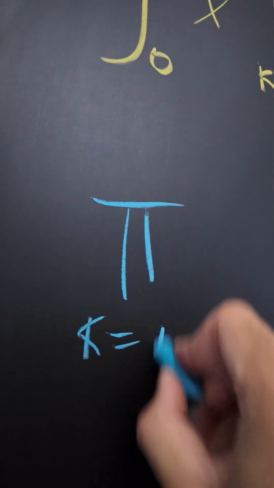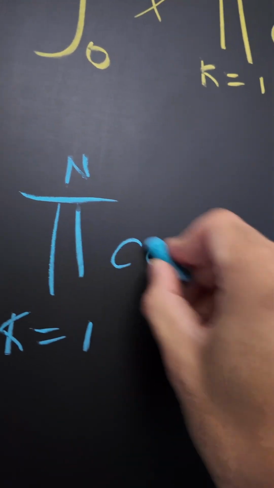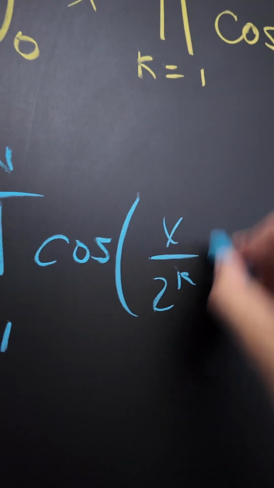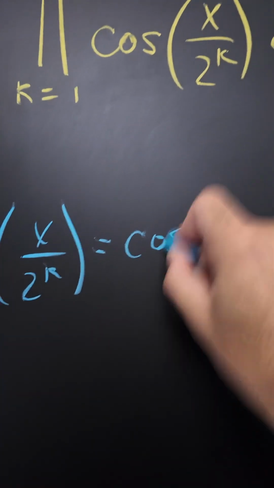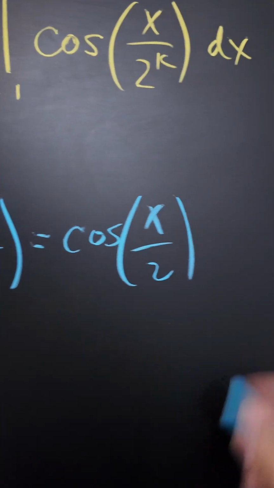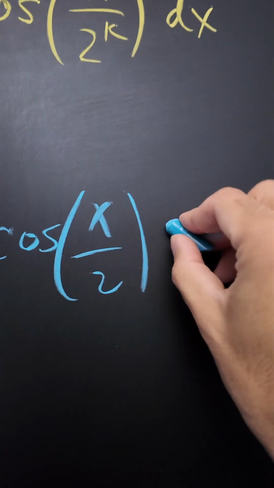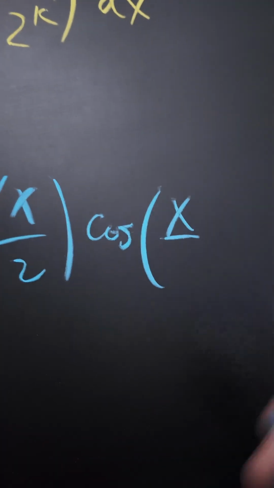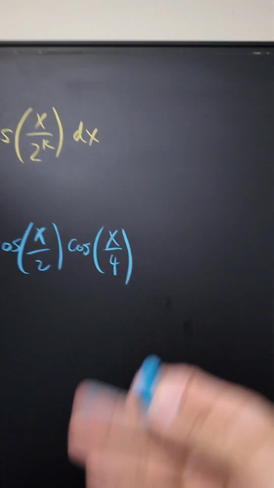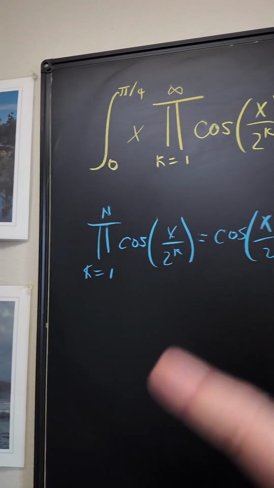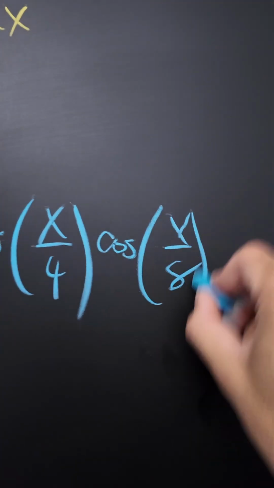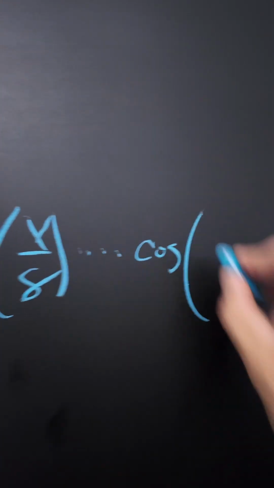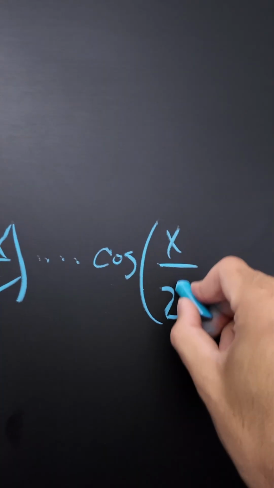So let's say, for example, I have a finite product. I'm gonna start from k is equal to 1 to some value n of cosine of x over 2 to the k. Let's go ahead and write this down. We'll start off with k is equal to 1, so we'll have cosine of x over 2, not too bad. And then k is equal to 2, so cosine of x over 2 squared, in other words 4. But instead of adding, we're multiplying. That's what the infinite product does. And if we continue that process, we're gonna have cosine of x over 8, and it's just gonna continue all the way till we get to the very end, which is gonna be x over 2 to the power of n.